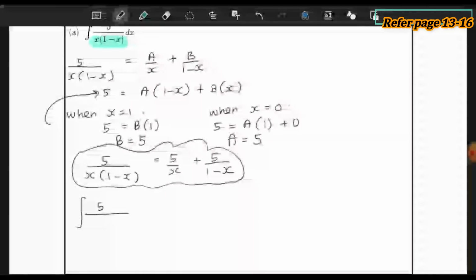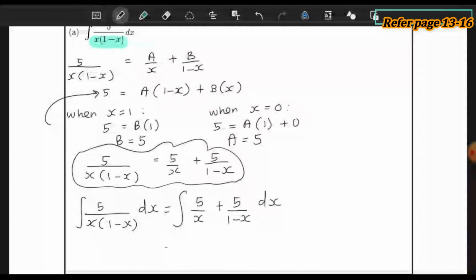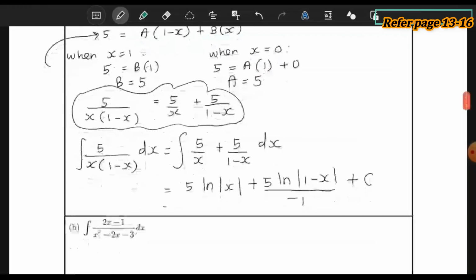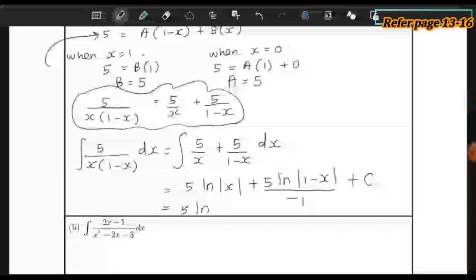Now, we go to the integral. Integrate 5 over x times 1 minus x dx is equal to integrate 5 over x plus 5 over 1 minus x dx equal to 5 ln x and then plus 5 ln 1 minus x divided by -1 plus c, or equal to 5 ln x minus 5 ln 1 minus x plus c.